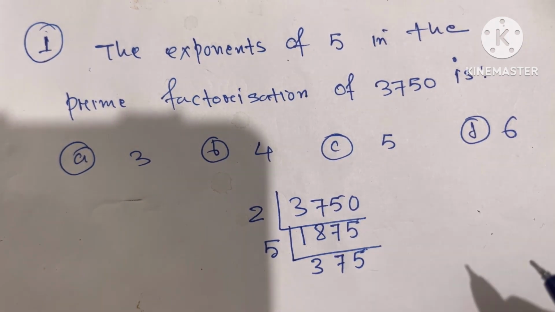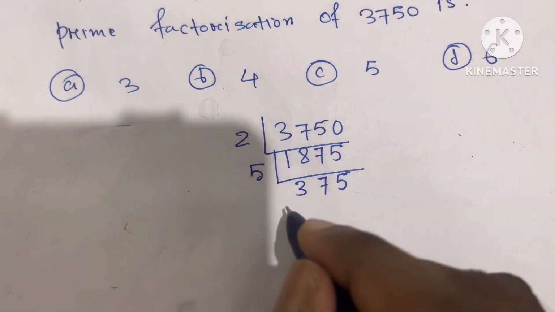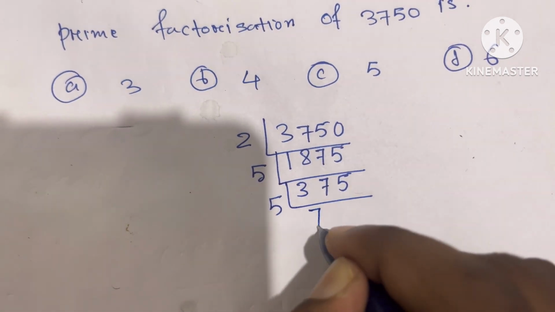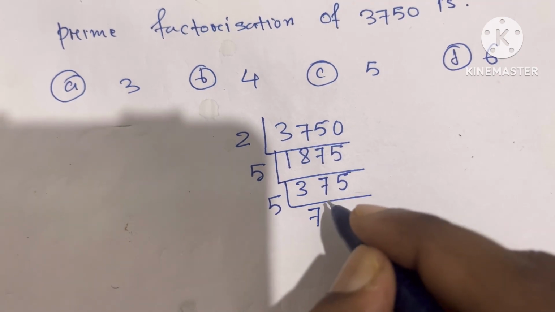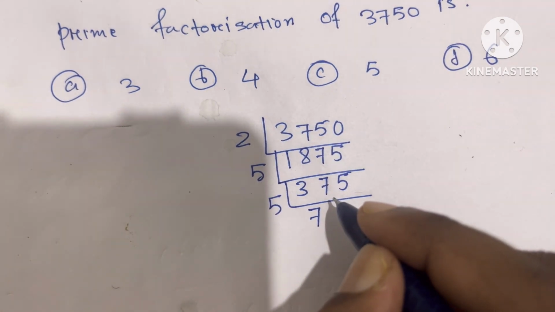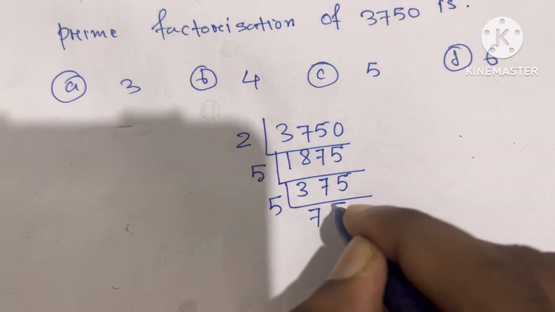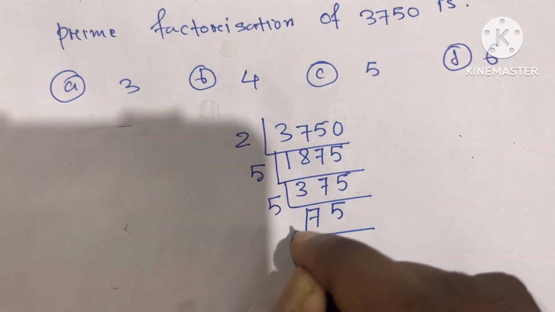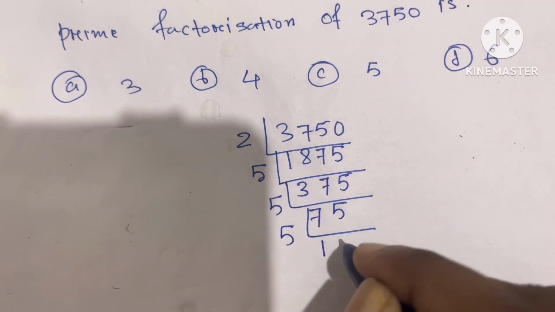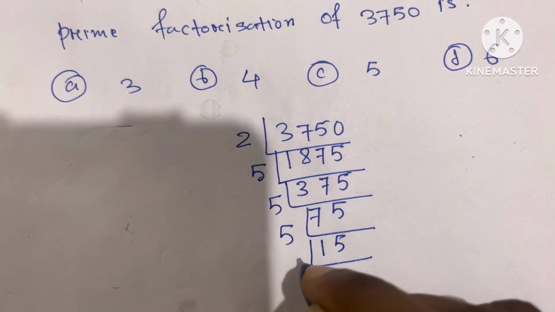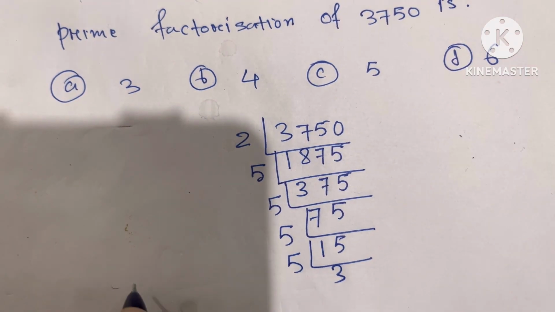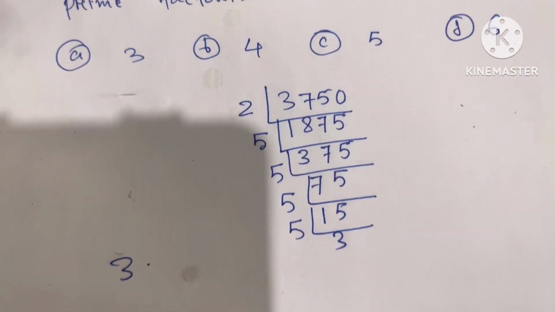Again you can divide it by 5. 5 sevens are 35, 37 minus 35 is 2, 2 and 5 is 25, 5 fives are 25. Again we can divide by 5. 5 ones are 5, 7 minus 5 is 2, 2 and 5 is 25, 5 fives are 25. Again we divide by 5, and we get 3.